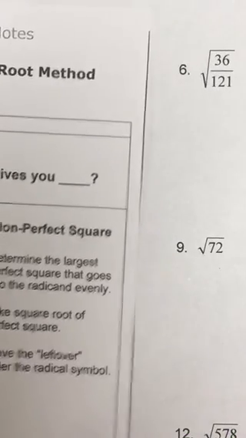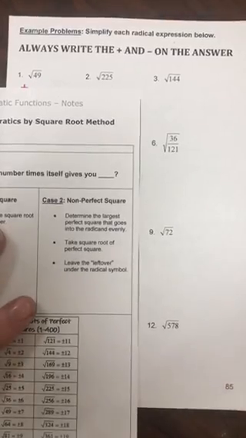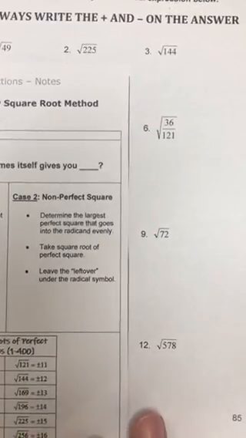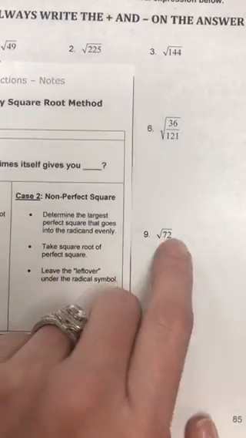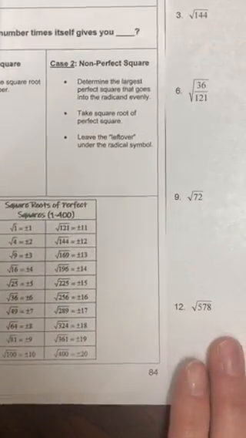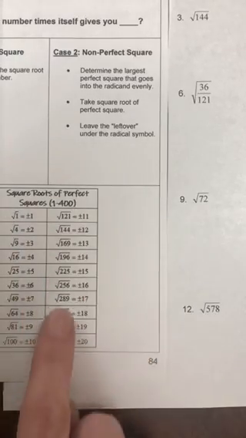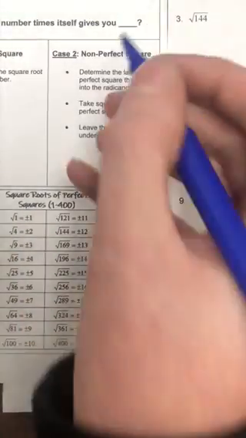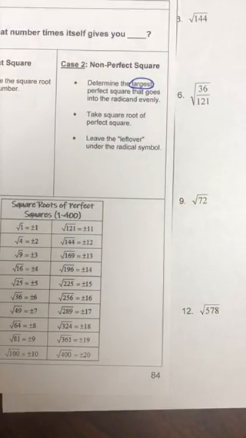So we've got to talk about what are our steps to take the square root of a number that is not a perfect square. Okay, well, what you're going to do is first determine the largest perfect square that goes into this radicand. The radicand's the number underneath. The radicand evenly. I've got to go through this list and find the biggest one, and that's a key word there, largest. Cannot stress that enough, okay? The largest perfect square that goes into 72.